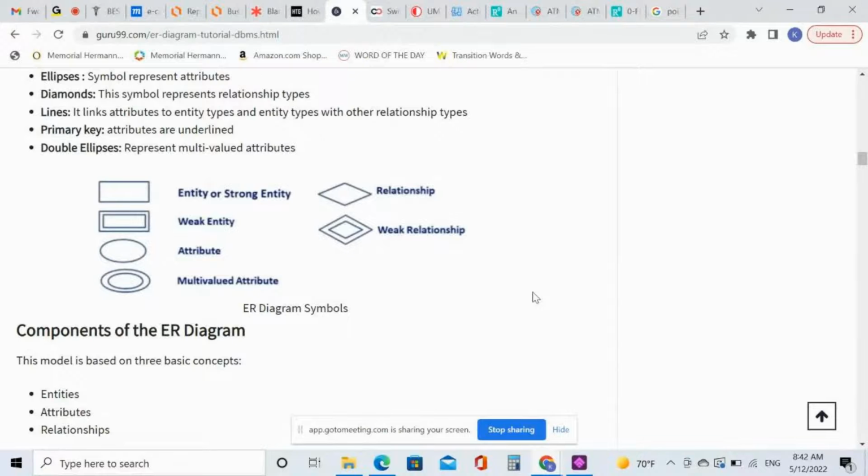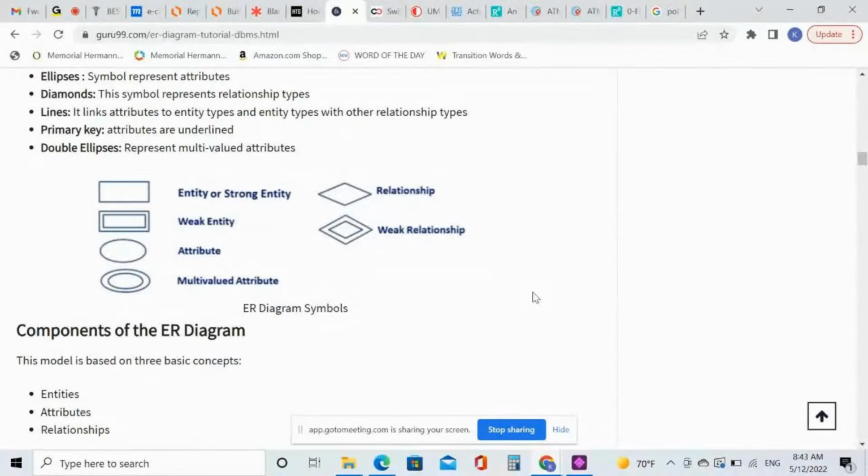A multi-valued attribute means you can have multiple of them. You can have multiple phone numbers, right? Both phone numbers belong to me, but I have two phone numbers, so that is a multi-valued attribute. I have two email IDs, multi-valued attribute. I have two homes, multiple attribute. I have five different cars, multi-valued attributes.